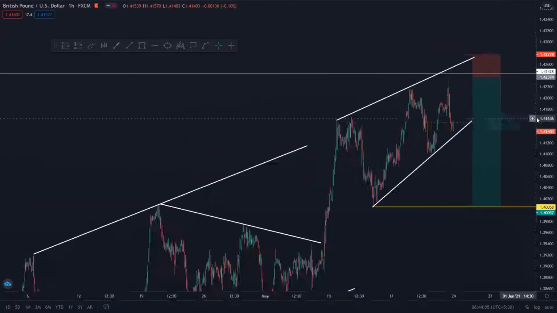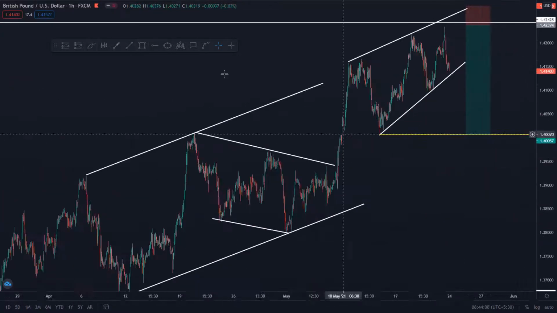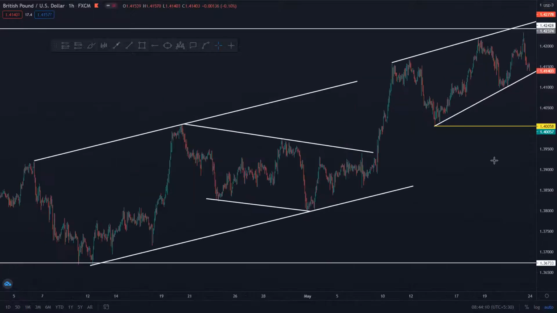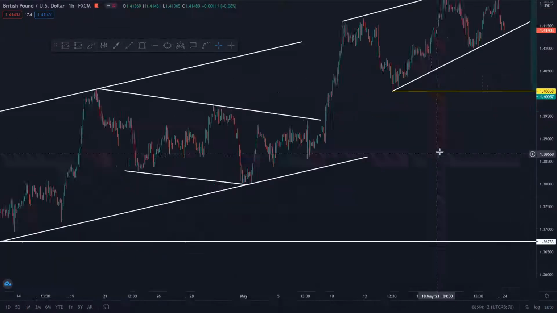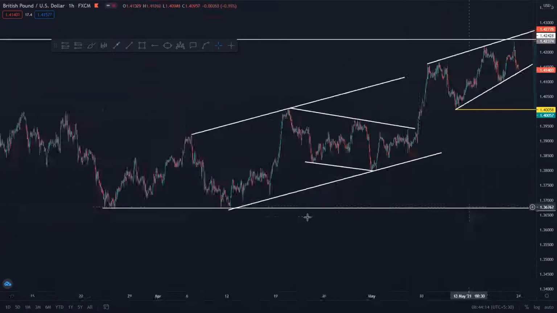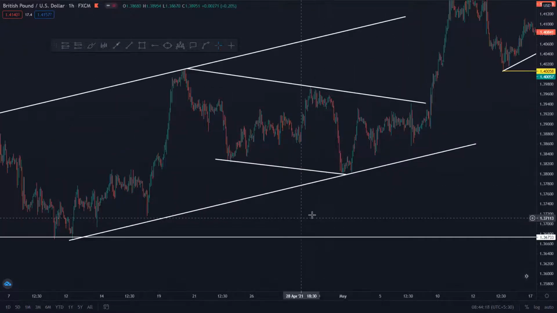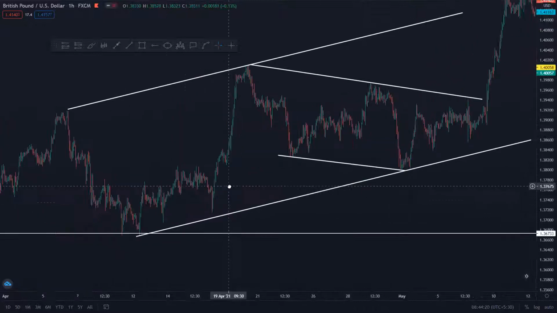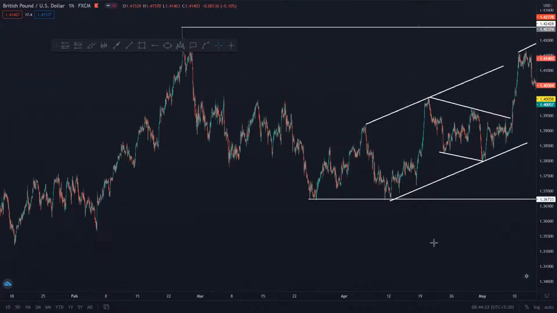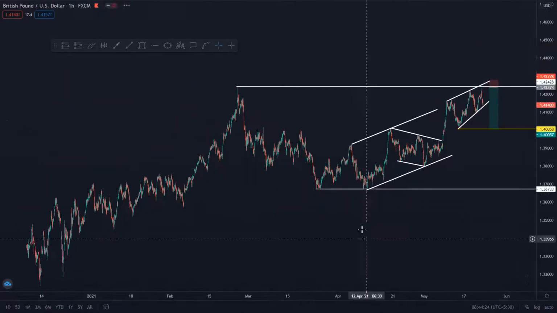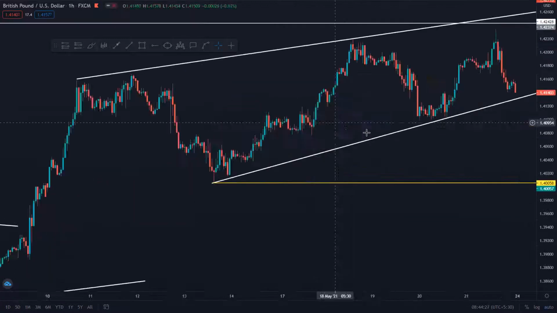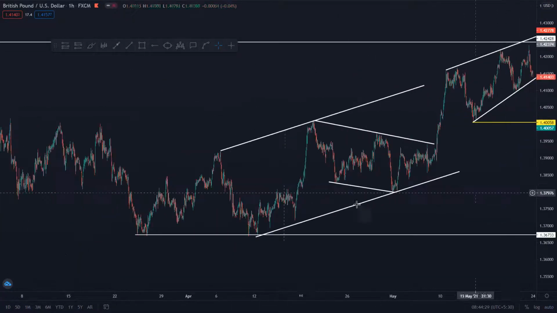Let's discuss the JPST. This is the JPST, which is currently showing a three-touch formation. Let me go back, because it is very important to understand the price action behavior as a whole to understand the current price action scenario. If you look at the past price action structure, price was very clearly moving into an ascending channel structure.